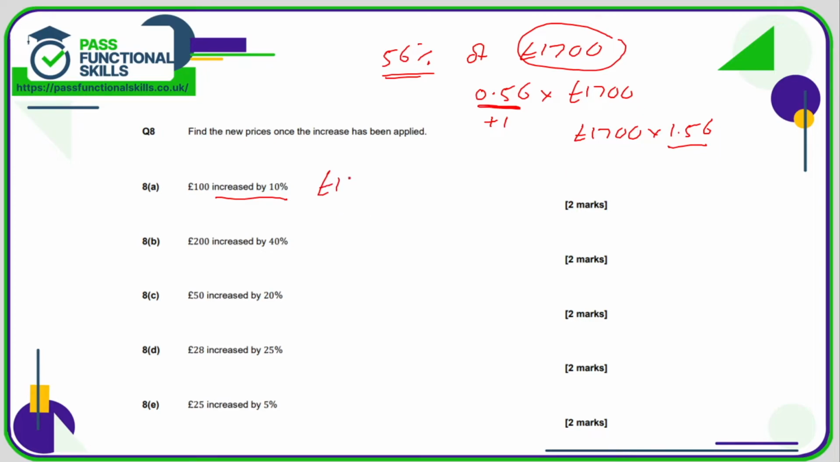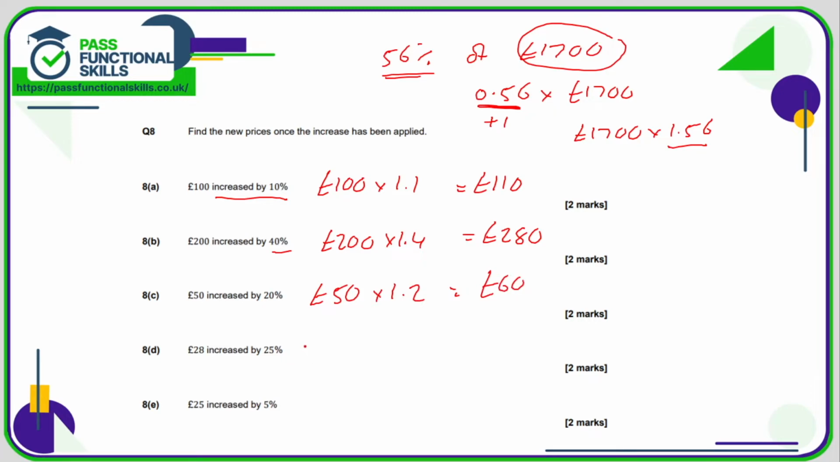So what we're going to do here is 100 multiplied by 1.1, and 100 times 1.1 comes to a total of £110. 40%, the multiplier is 0.4, so for an increase it's going to be 1.4, and 200 multiplied by 1.4 comes to 280. 20%, our multiplier is 0.2, so for an increase it's going to be 1.2, and 50 multiplied by 1.2 comes to a total of £60.